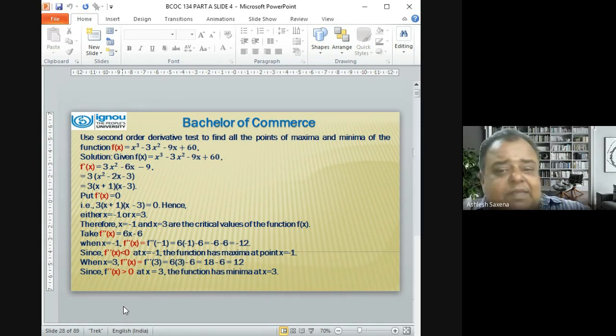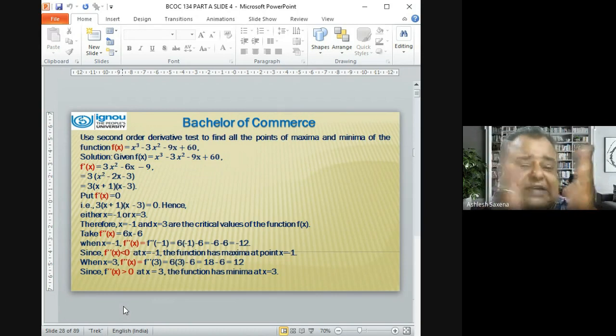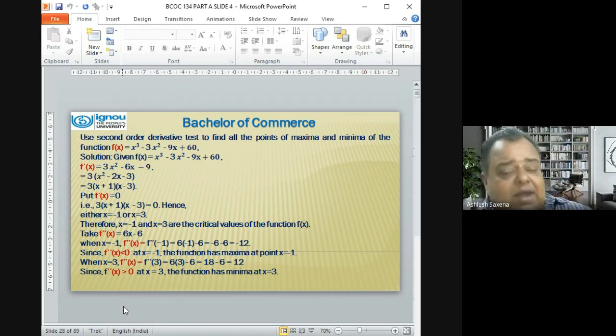In the next step, you have to take 3 common. When you take 3 common, you are left with x squared minus 2x minus 3. Now, this is a quadratic function. We can split its middle term. So after splitting the middle term, you get 3 times (x plus 1)(x minus 3). This is the basic first step for finding the local maxima and local minima of a function. There are 3 steps to be performed. First one is the derivative of the function.